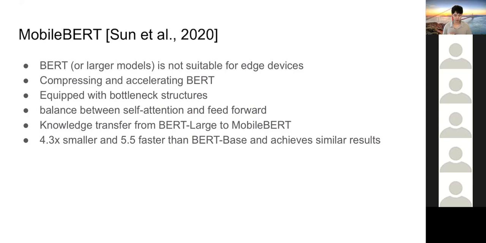What they did is try to compress and accelerate BERT with some bottleneck structures. They also tried to balance between self-attention and feed-forward. These things allow you to decrease your model size a lot. In the end, they were able to achieve a model about 4.3 times smaller and 5.5 times faster. I'm not sure if it was on GPU or CPU, probably CPU though. You see then BERT-base, which is one of the most popular models being used when you have to take efficiency or memory into account. It's small enough for many devices, and good enough for many applications. They did the training by knowledge transfer from BERT-large to MobileBERT, so basically distillation. I also recommend you read this if you're interested in how you can create a super small BERT.